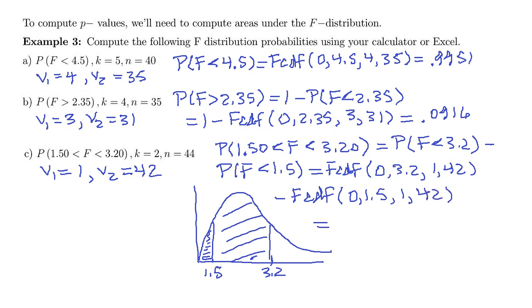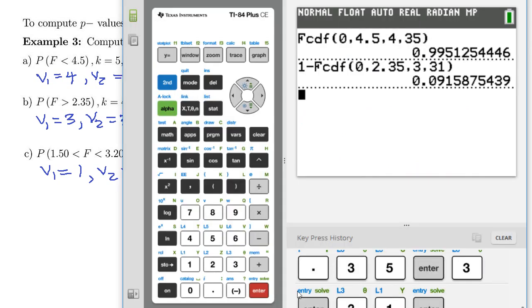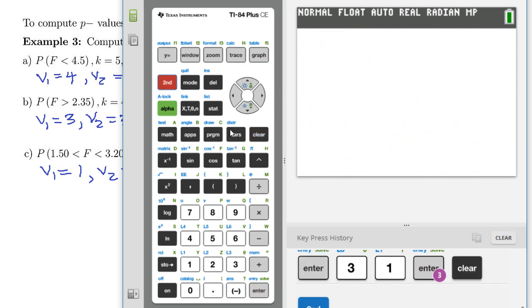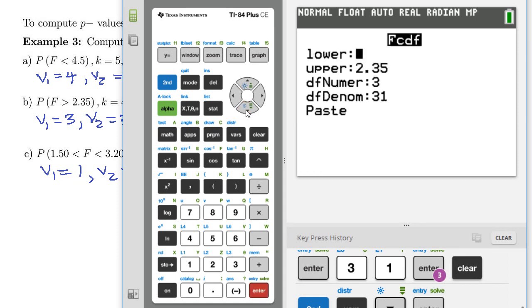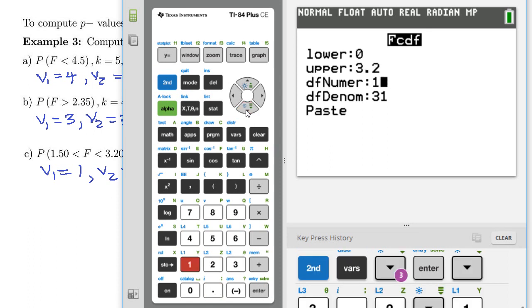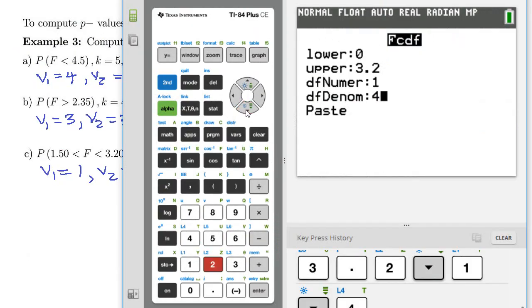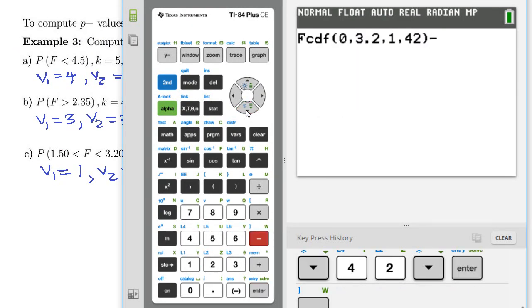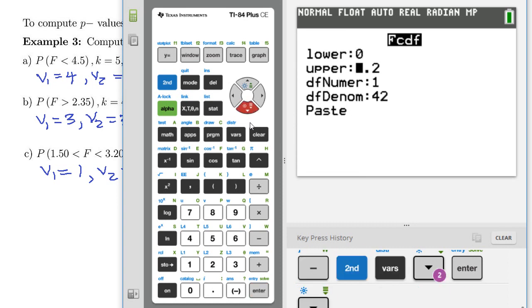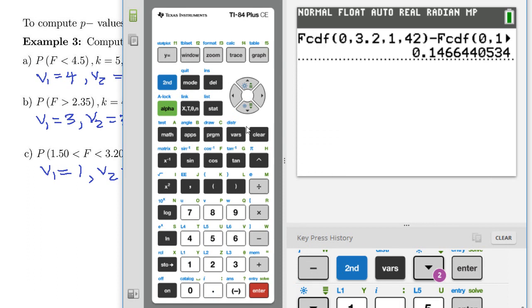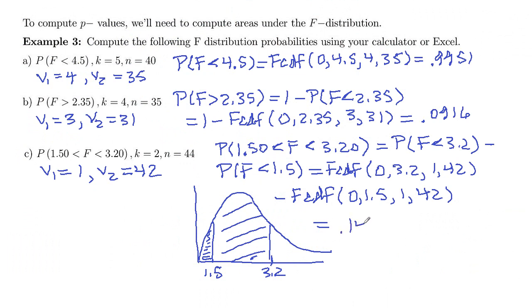So let's go ahead and enter that in. So I'm going to clear out, so second variables. And we're doing 0 up to 3.2. Degrees of freedom were 1 and 42. Paste it, minus, and then we go back again. And the only thing that changes is the upper goes to 1.5. So then that difference, 0.1466. So that's less than, greater than, and between probabilities with the F distribution.